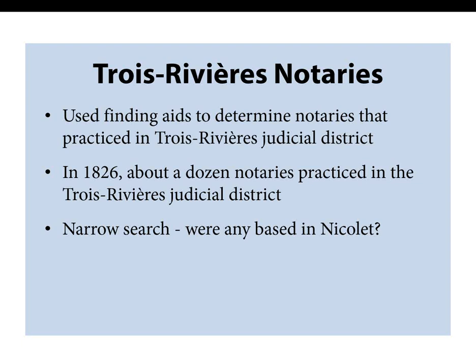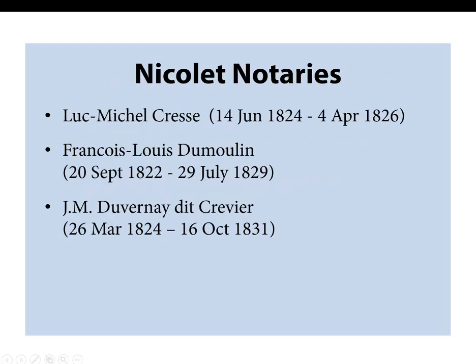So in my search, I discovered that in February of 1826, there's about a dozen notaries practicing in Trois-Rivières. So that's a really long list. Because I know that they're based in Nicolet, I want to take a closer look, and there's 3 notaries that are tied to that particular town practicing in February of 1826. So this shortens my list quite a bit. It's a little less daunting. So I always recommend trying to find a notary who's serving your particular town and then branch out.